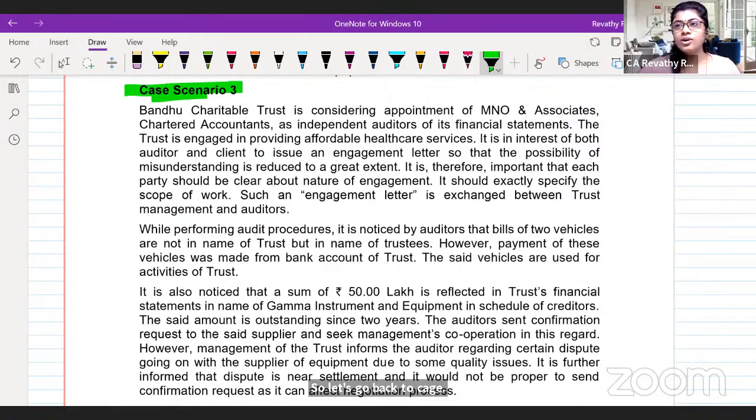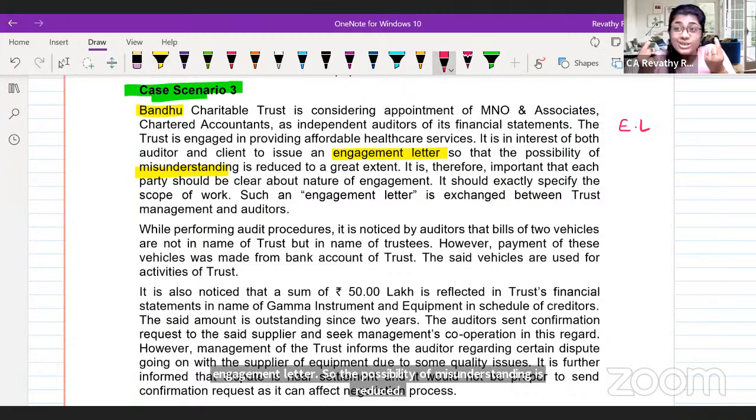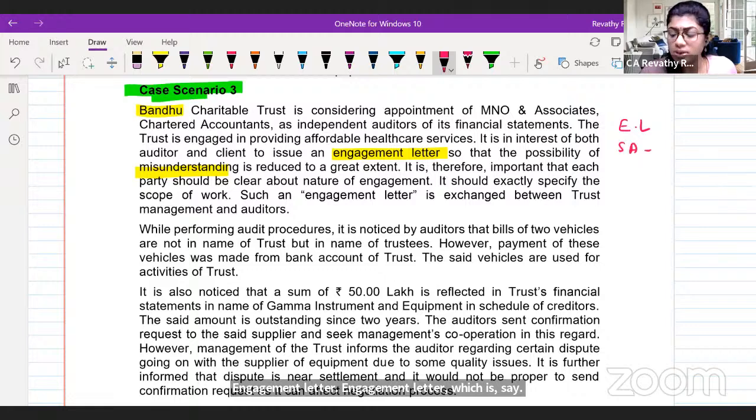Come on, put Q3. Charitable Trust is considering appointment of MNO and Associate CAs as independent auditors. The trust is providing affordable health care. It is in the interest of the auditor and the client to issue an engagement letter so the possibility of misunderstanding is reduced. Engagement letter. Which standard? Two. When not 220, it is 210.